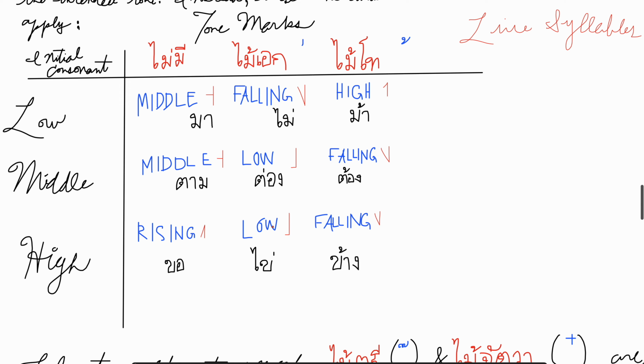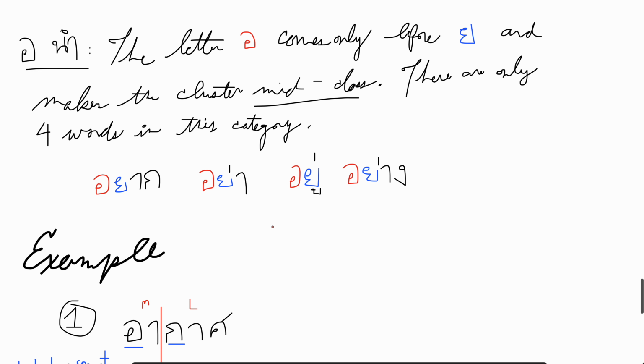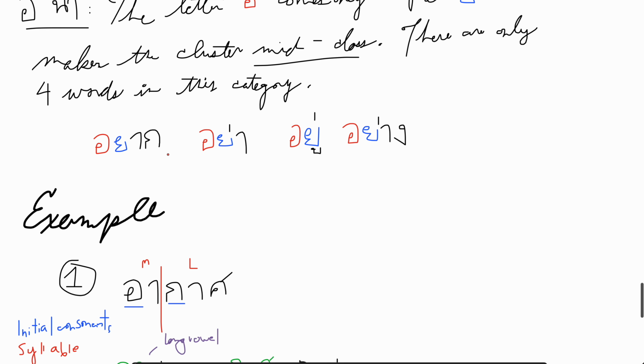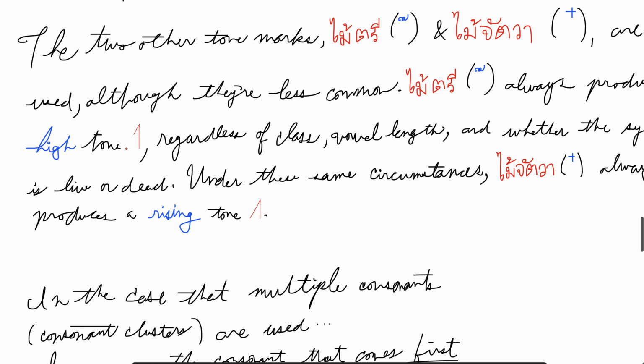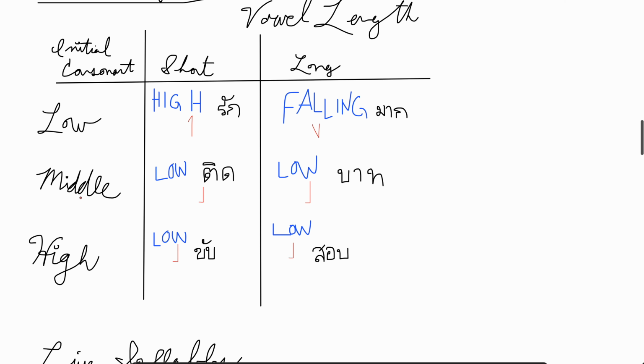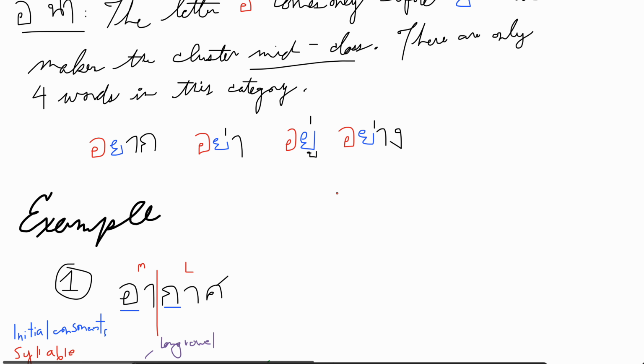It's high, so it's yak, yak. And my apologies. My apologies. This is dead. So I should have referred to this as middle. And if it's a long vowel, it's yak, yak.